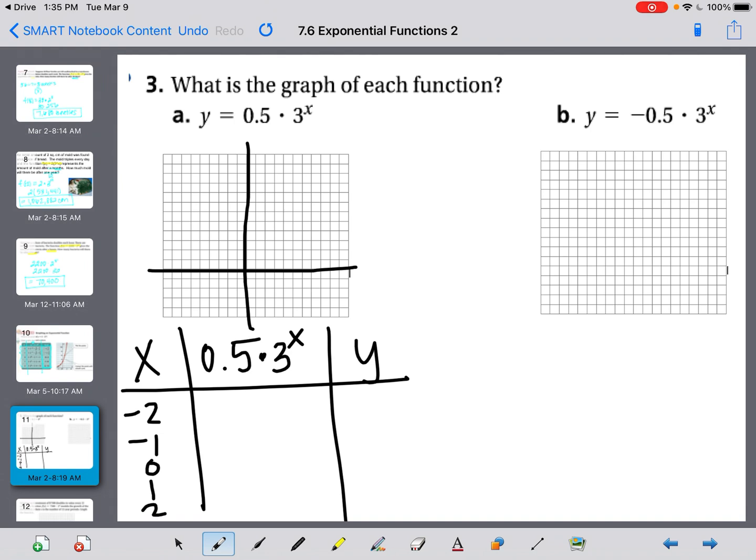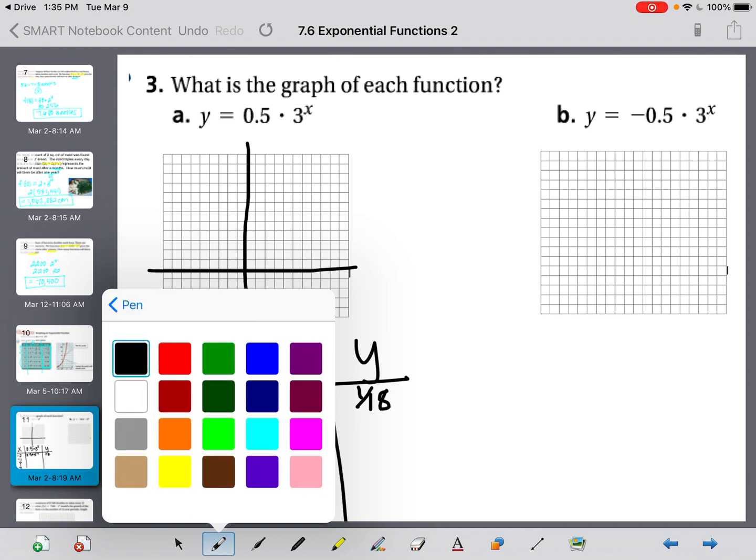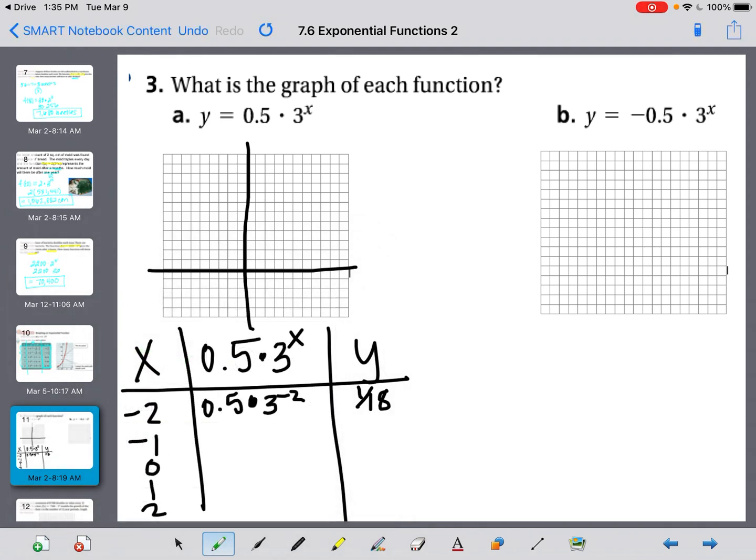Okay, so if I start by plugging in a -2, I have 0.5 times 3 to the -2nd. Remember that a negative exponent does not give us a negative answer. It actually gives us a fraction. So we have 0.5 times 1 over 9, which gives us 1 over 18. When I graph that, my dot is going to go back 2, up 1 over 18, which is so close to the line that it's pretty much going to look like it's on the line for us.